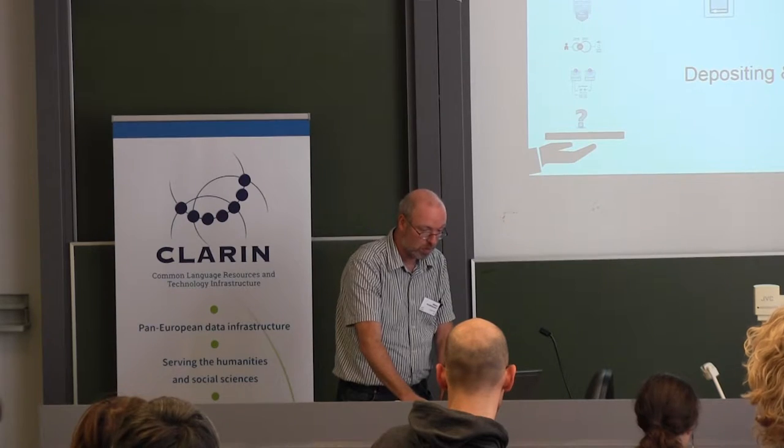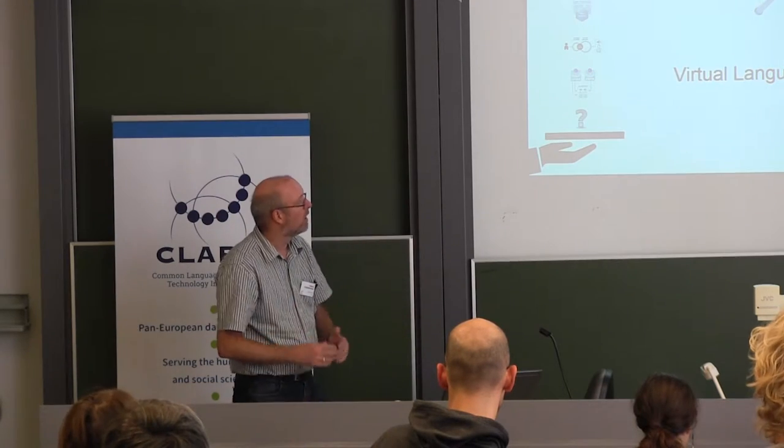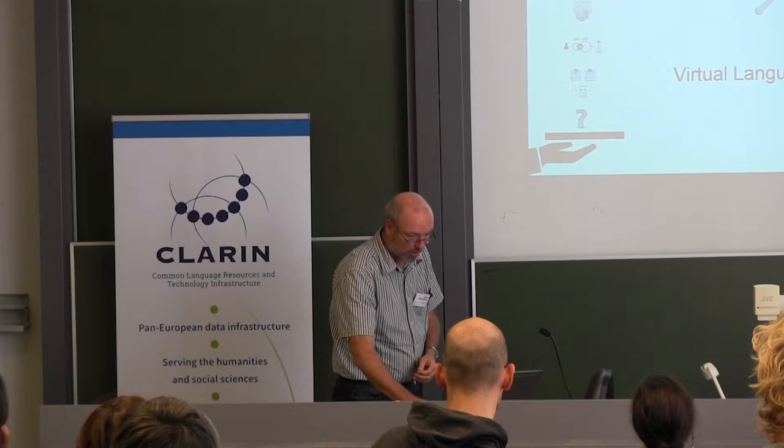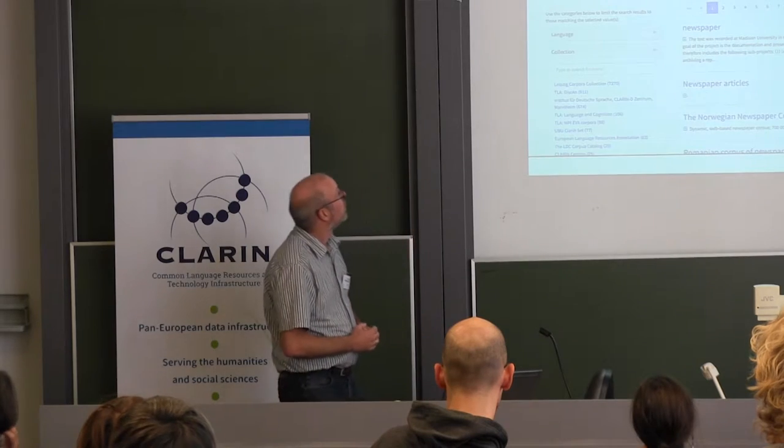infrastructure. And if they are in these kinds of archives, then the metadata information about these resources becomes available in what we call the Virtual Language Observatory, which is like the central CLARIN catalog, from which I have here a screenshot.